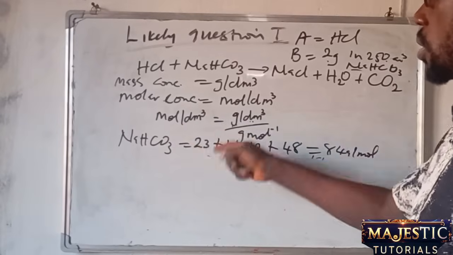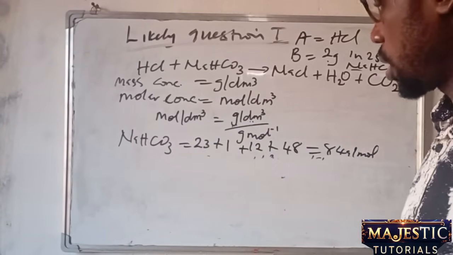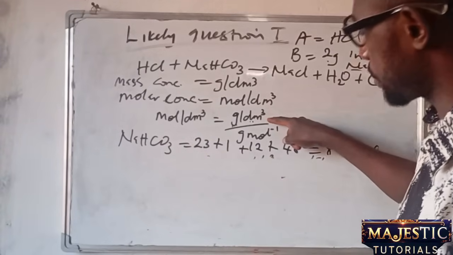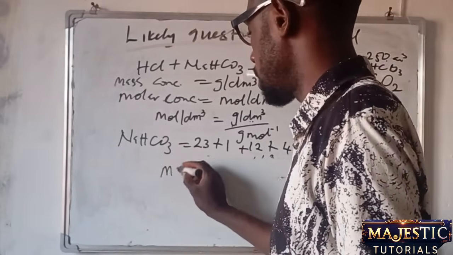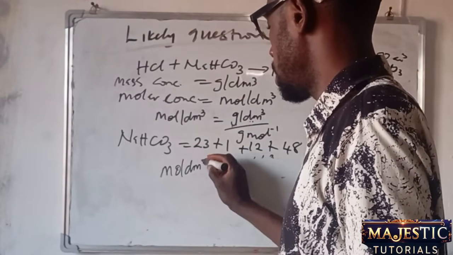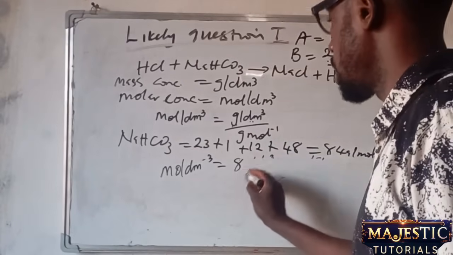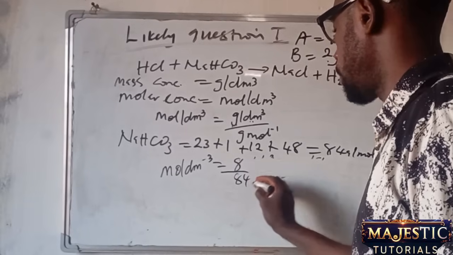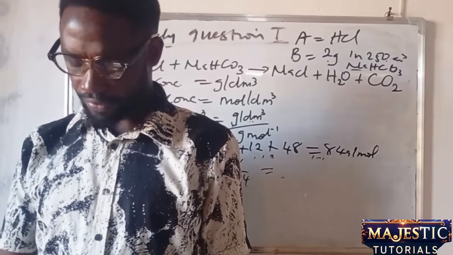We are looking for mole per dm cube. We just say gram per dm cube over gram per mole. We don't know mole per dm cube, but we have gram per dm cube and gram per mole. Simple. So our mole per dm cube, that's molarity, is now equal to gram per dm cube, which we got as 8, over gram per mole, 84. So 8 divided by 84 is 0.095.